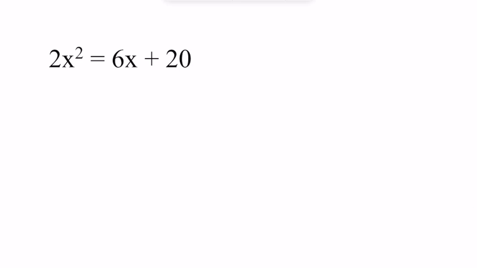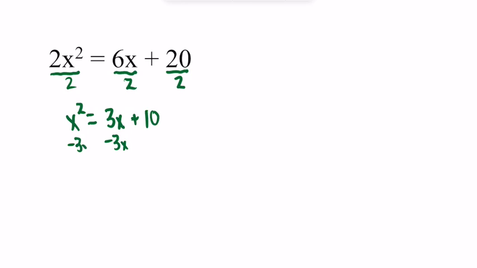Here, because we have a 2 in front of the x squared, we'll begin by dividing all the terms by 2. This leaves us with x squared is equal to 3x plus 10. Now we want to have the variable terms on one side and the numbers on the other. So next we would subtract 3x from both sides, leaving us with x squared minus 3x plus a blank space equals 10 plus a blank space.